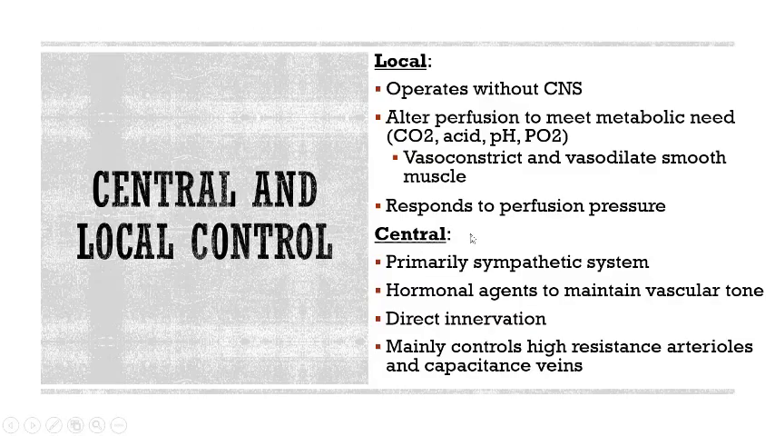You also have different control factors. So you have local control factors, and that's going to operate without your central nervous system. So when we are talking about capillaries and how they have that smooth muscle sphincter that can either close off more or open up more to control the blood flow, this would be an example of a local control. So it can alter perfusion based on CO2, acidity levels, pH, or pressure of oxygen.